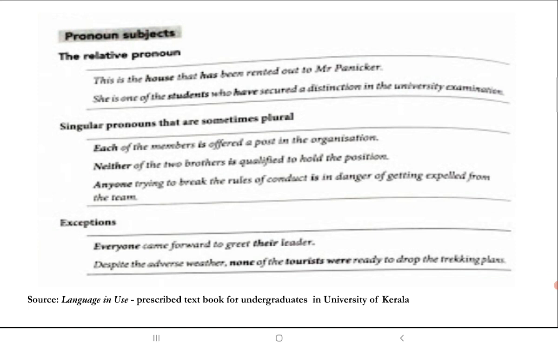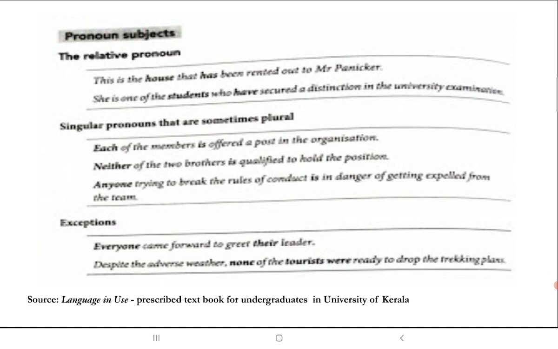Then, she is one of the students who have secured a distinction in the university examinations. She is one of the students, and here the students is the subject, and the subject decides the number of the verb. So she is one of the students, and the students is the subject here, and hence we use have, who have secured a distinction in the university examination.